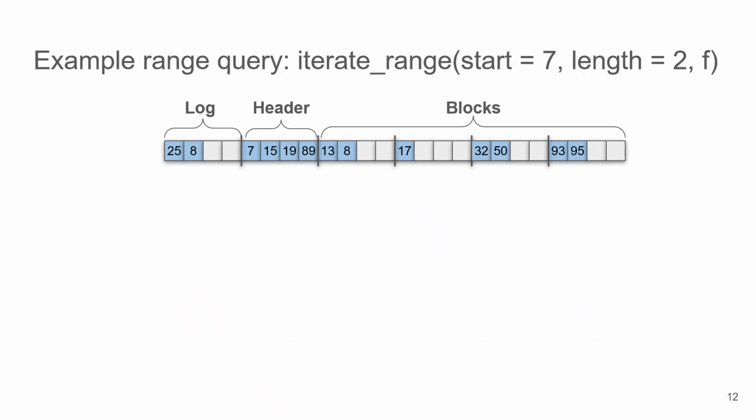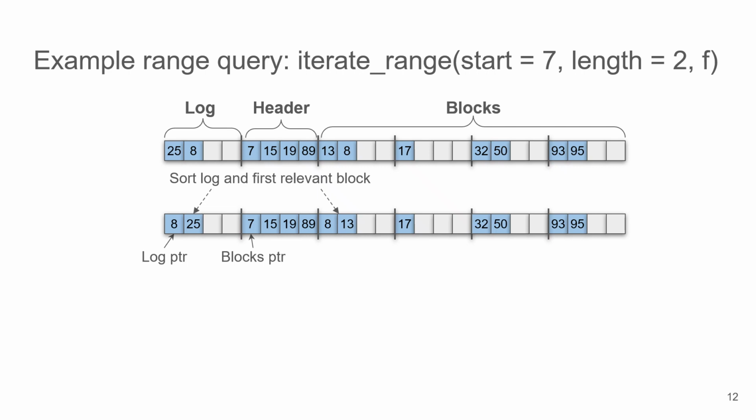Now let's go over a range query. Here, we're going to do a sorted range query, starting at element 7 and with a length of 2. We're going to do this with a two-finger merge between the log and the remainder of the structure. So we start by sorting both the log and the first relevant block. Here we have sorted the log, and it is now in sorted order, 8 and then 25, and we've also sorted the first block, so it is also in order, 8 and then 13. Then we're going to perform a two-finger merge with the log pointer and the block pointer.